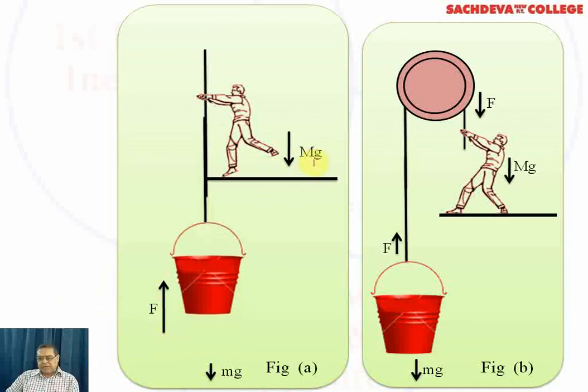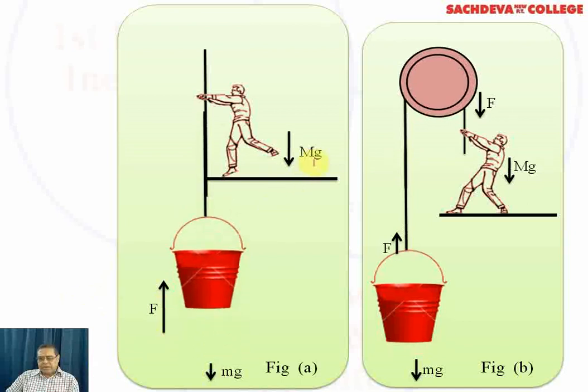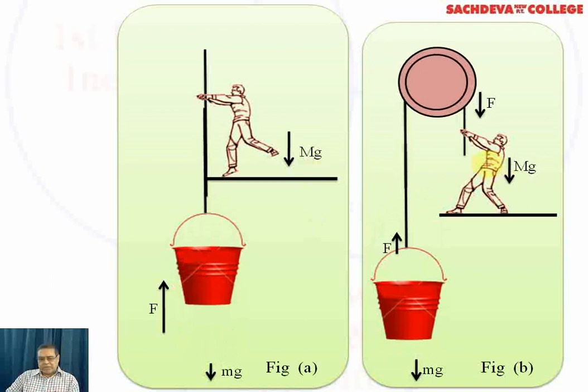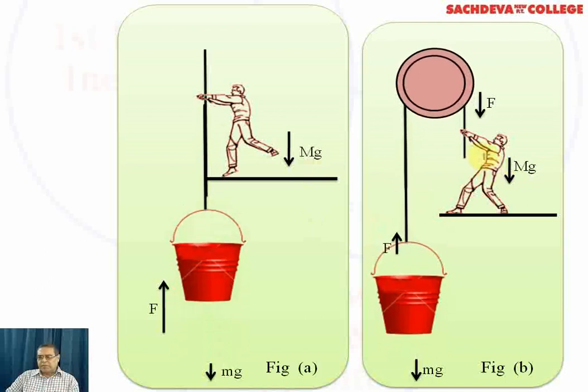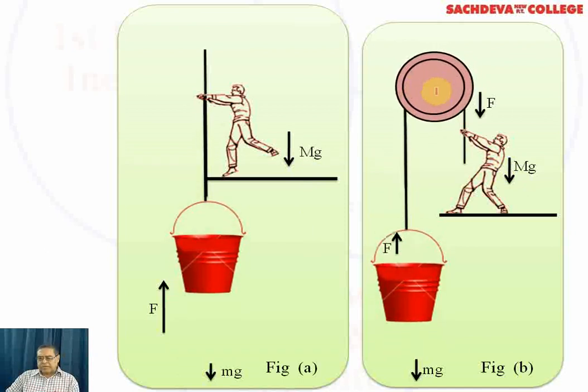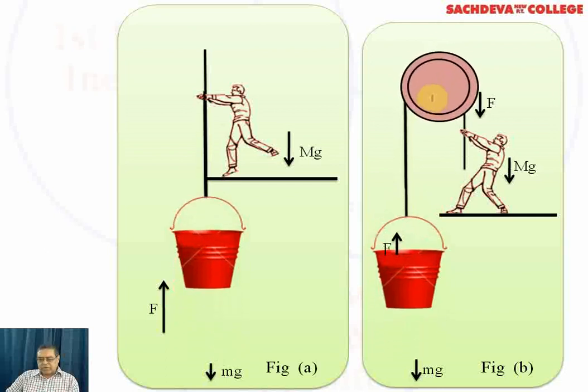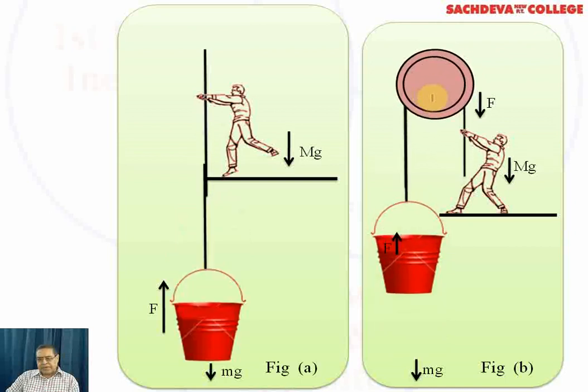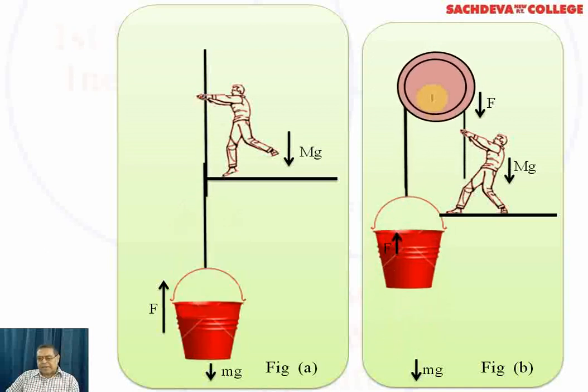And in figure B, now you are seeing that the pulley is fixed when the string is being pulled by the man. So the force acting on the string is downward, the weight of the person is also downward, but the force acting on the bucket is upward and the weight of the bucket is downward. This is what is indicated in the two figures. We have to go through the reaction on the floor where the man is standing.